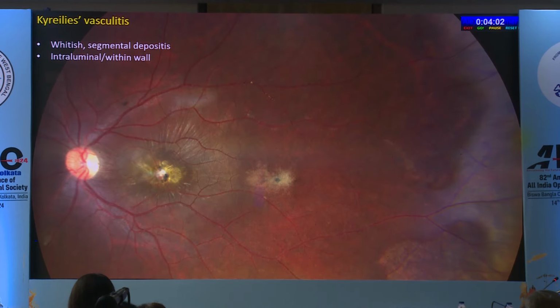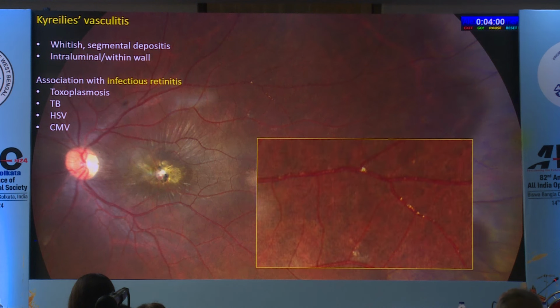This is Eales vasculitis, which you see here. I've picked up from this small part, and you can see these are intraluminal opacifications, which you can see here. They do not represent active inflammation.